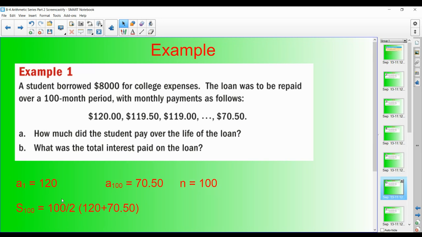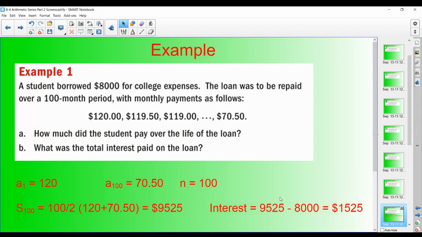So I have 100 divided by 2. I'm going to have 50 pairs of 120 plus $70.50. I evaluate that. So the sum of all 100 terms, the sum of what I'm paying back, is $9,525. Now to calculate the interest, I figure out 9,525 minus 8,000, because that's how much I took out, and 9,525 is how much I paid back. The total interest I paid is $1,525.